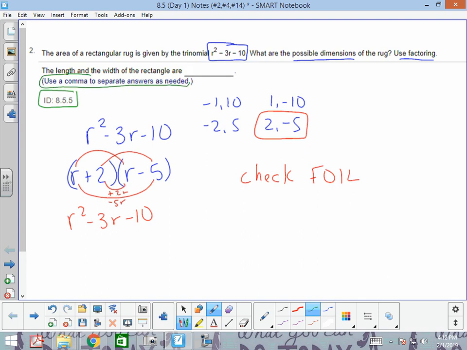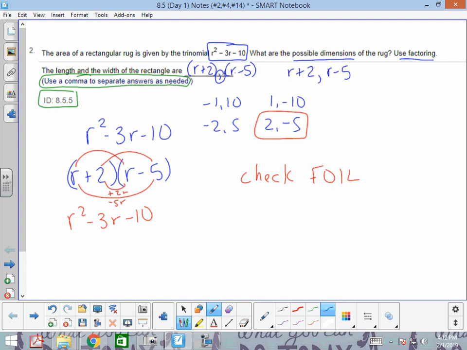So when you write the answer in these blanks, or type the answer in the blank, it says use a comma to separate the answers. So you can type r plus 2 in parentheses, comma, r minus 5 in parentheses. Just make sure you enter that comma. You can also type r plus 2 without a parentheses, comma, r minus 5.